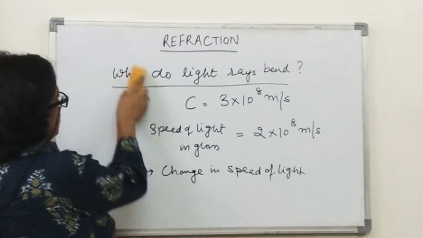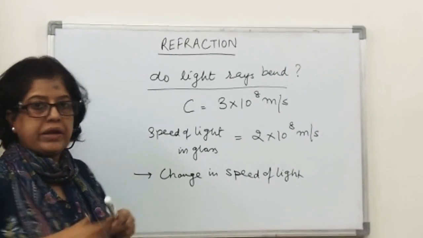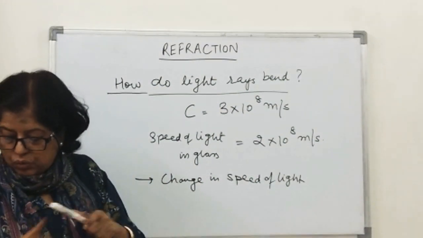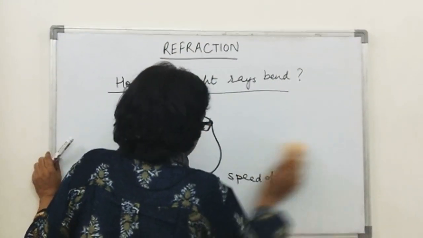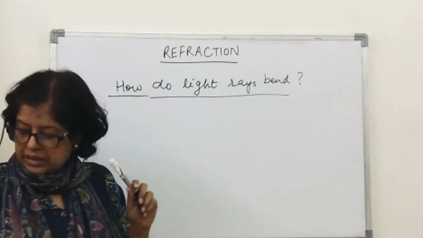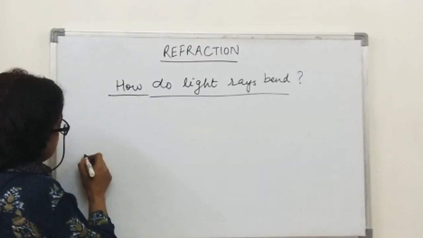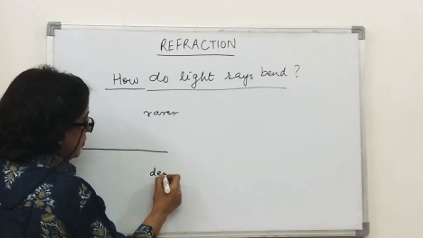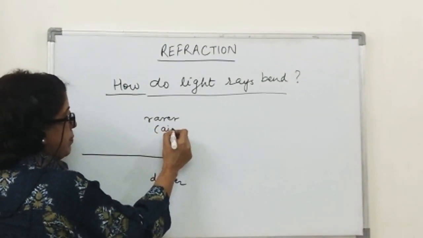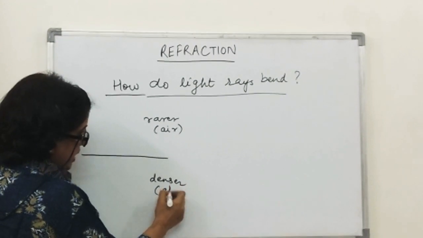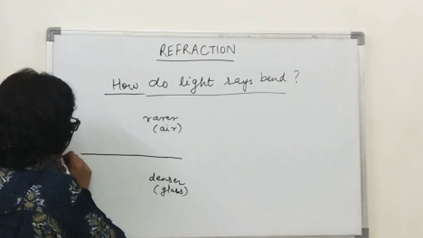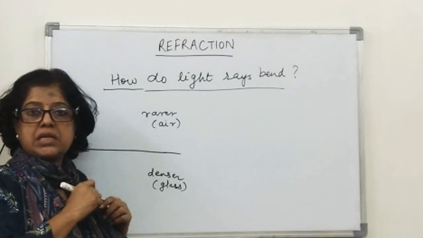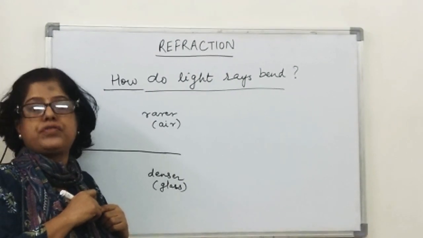Okay. Now the next question that arises is, how do light rays bend? What is the pattern of bending of light rays? Let's say that this is a line dividing two media, a rarer and a denser medium. Let me take the rarer medium as air, and the denser medium as glass. Now, when I am referring to a rarer and a denser medium here, I am not referring to mass density. I am referring to the optical density of the medium.